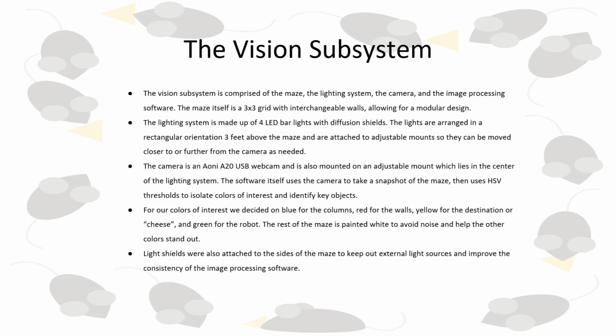And the software uses the camera to take a snapshot of the current maze iteration, and then uses the OpenCV library and HSV thresholding to isolate the colors of interest. For this project, we decided to use blue for the columns, red for the walls, yellow for the destination, and green for the robot. The rest of the maze is a flat white to avoid any excess noise in the color masking.